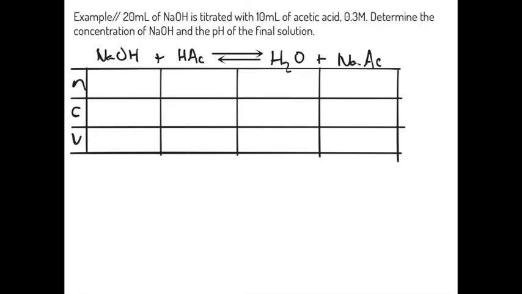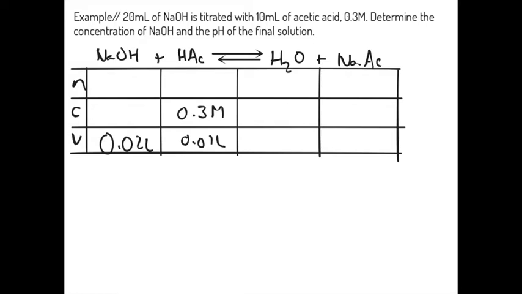In grade 11, we used our stoichiometry chart to provide us with a bit of direction when solving a problem. The first step in our stoichiometry chart is to fill in what we know. We know that we have 0.02 liters of sodium hydroxide and 0.01 liters of acetic acid. We're also told that the concentration of acetic acid is 0.3 moles per liter.